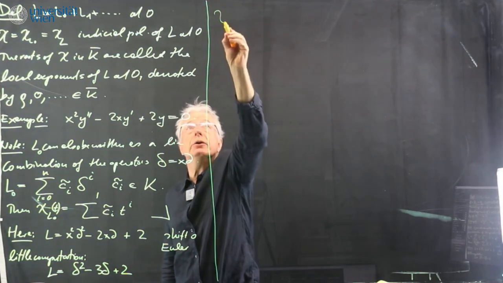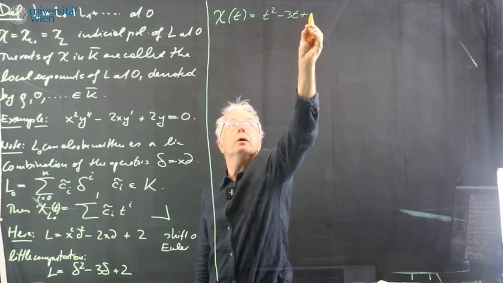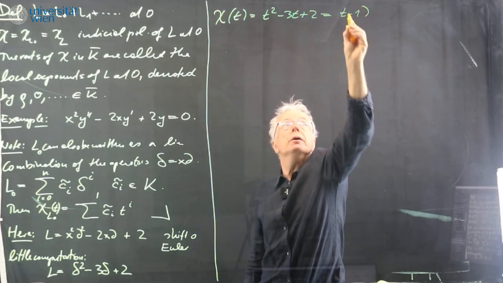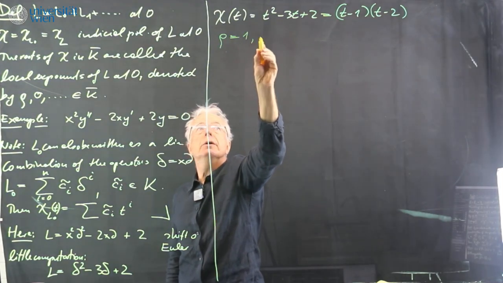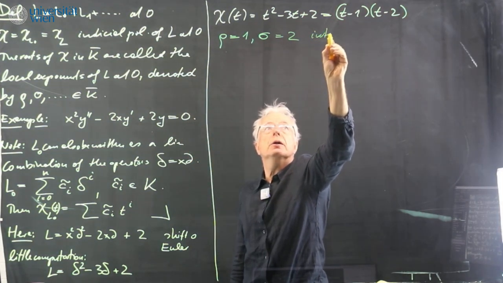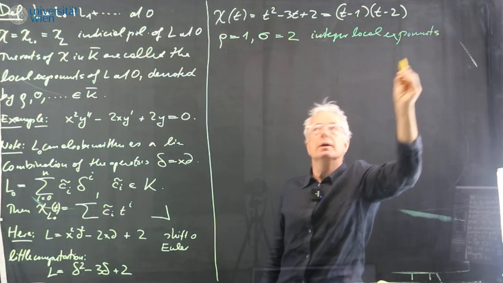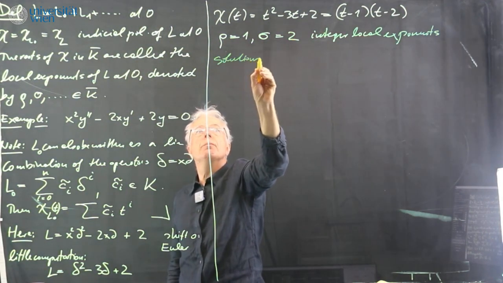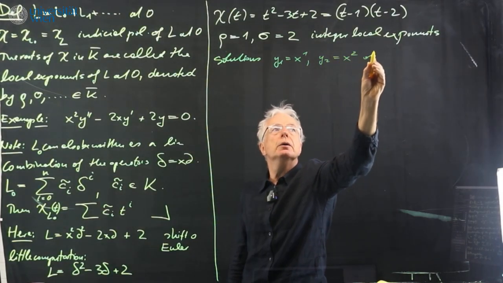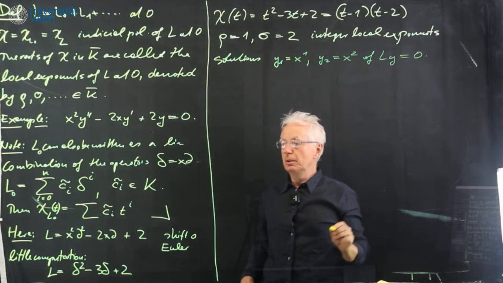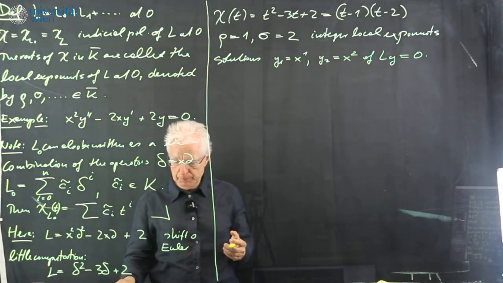And now you can read off chi of t. We had this already. This will be t squared minus 3t plus 2 equals (t minus 1)(t minus 2). So here we have integer roots, rho equals 1, sigma equals 2, integer local exponents, and the solutions y1 equals x, y2 equals x squared, with logarithm equal to 0. So that's very nice. I mean, it's completely obvious, but it's nice. It works out well. No?